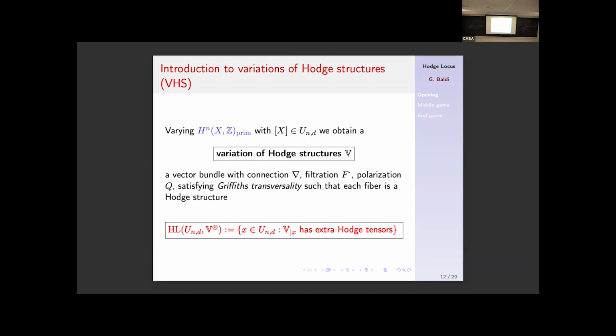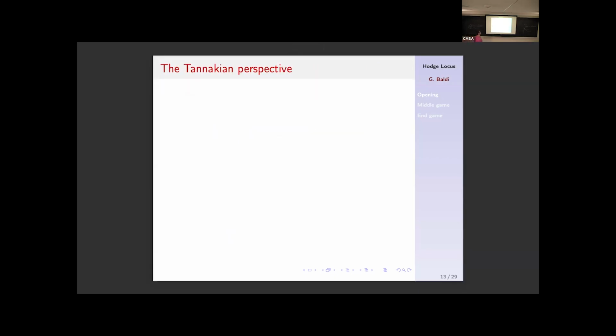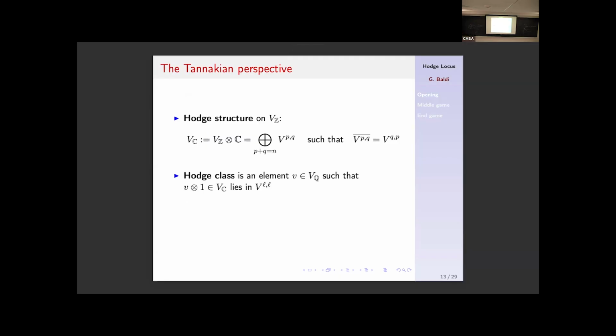I will now give you a more precise definition. This requires introducing briefly the Tannakian perspective. So what's the Tannakian perspective? In general, a Hodge structure is just a (p,q) decomposition, like this. And a Hodge class, as we saw before, is a rational element v such that v tensor 1, in the complexification of this vector space, lies in H^{l,l}. That was what was happening in even weight.